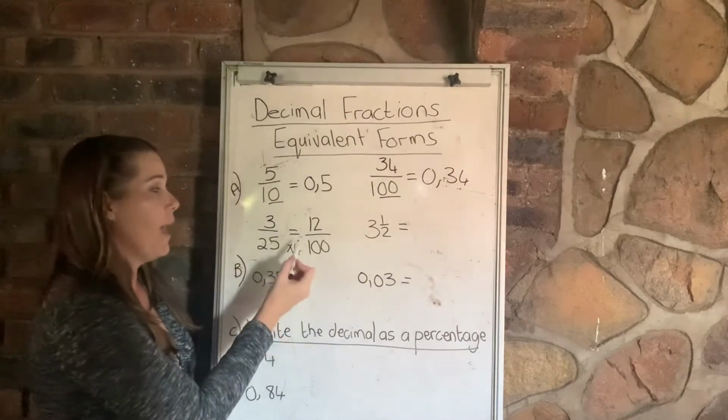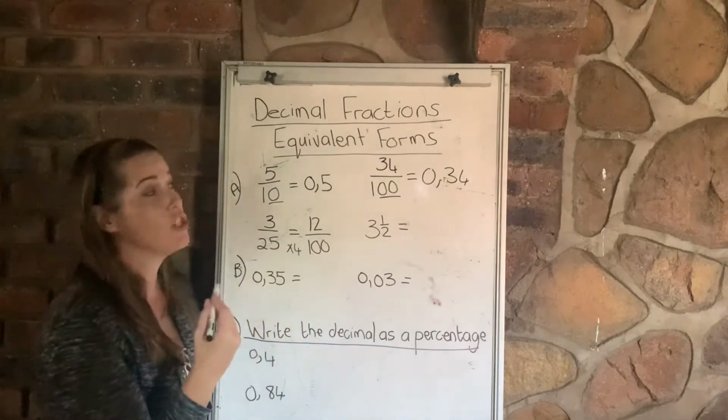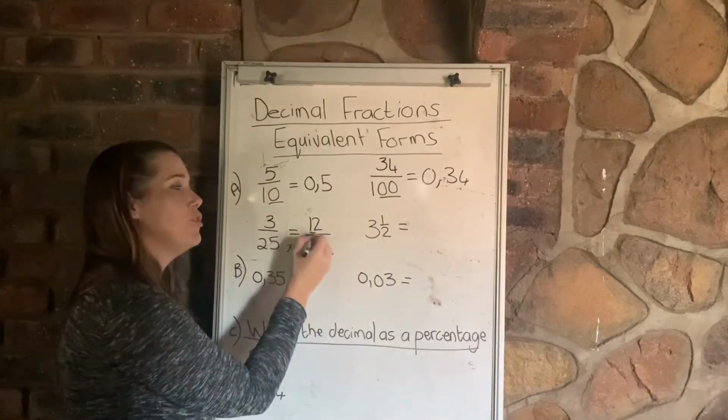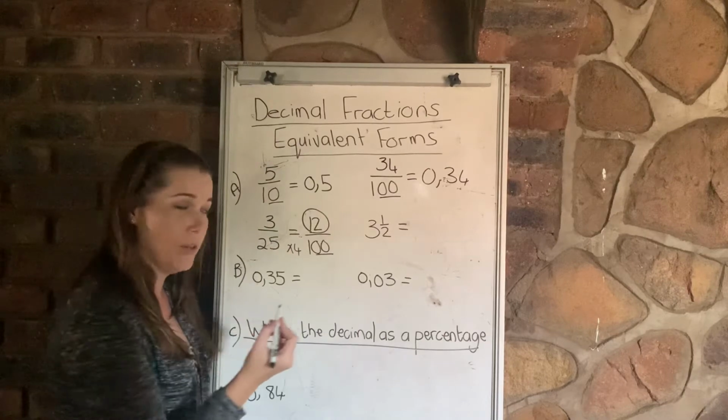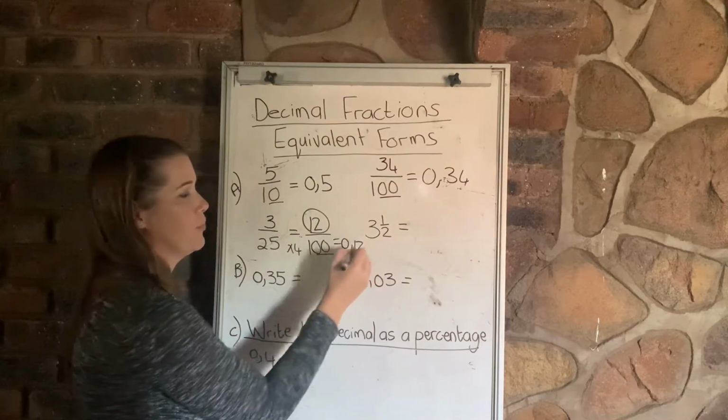Now I have a common fraction. You must still change it to a decimal. Now I have 2 zeros and I have two numbers that must go after the 0. So it will be 0,12.